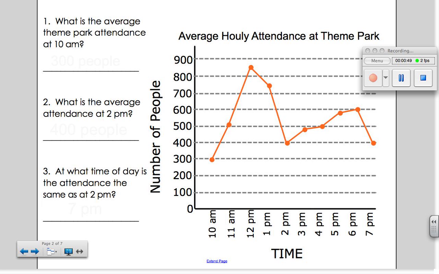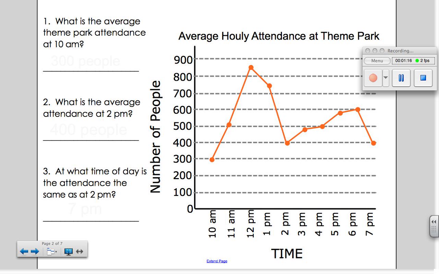Then you can look up the y-axis and notice that it is labeled number of people. And the number of people go up in increments of 100. On the x-axis, it is labeled with the word time. And you can see we have many different times listed below in increments of 1 hour. Let's try and answer a few questions about this graph together.